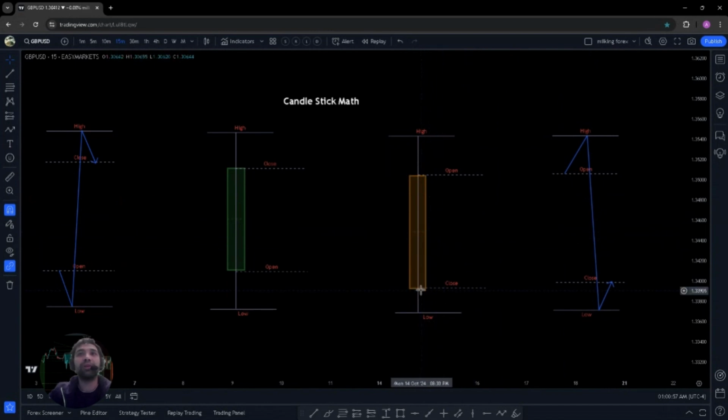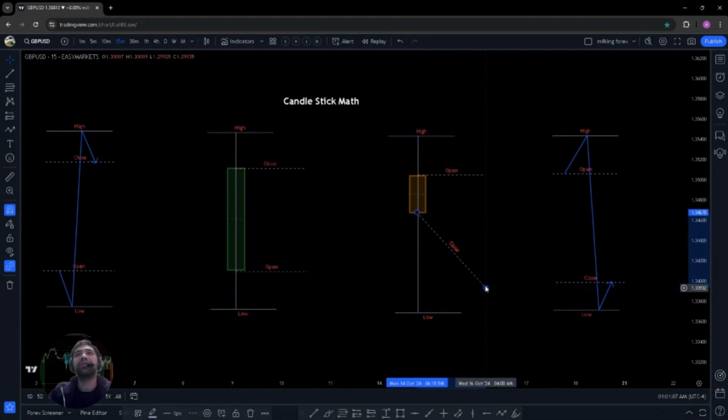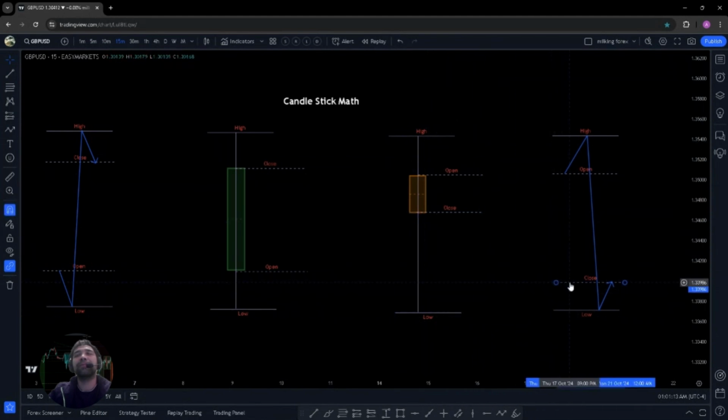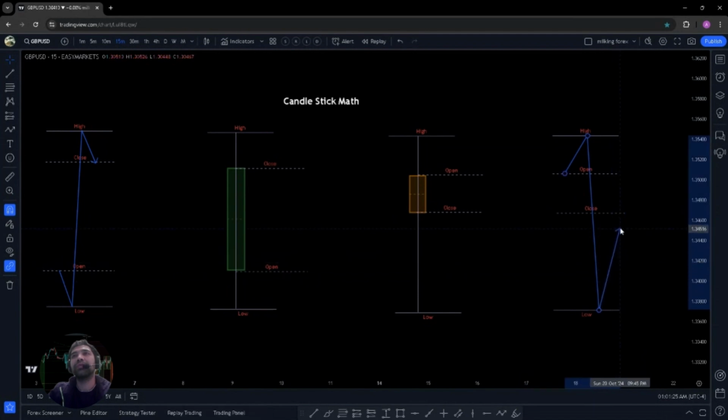So let's make it more complicated. If this is the structure, and the open is on the upper side, and this is the close, this is the low, this is the high, right? What would the price action be on the line graph? On the line chart, the price opened up here, went high, came back down, and actually closed around here. So this is the point where the candle closed. It could be on any time frame, right?